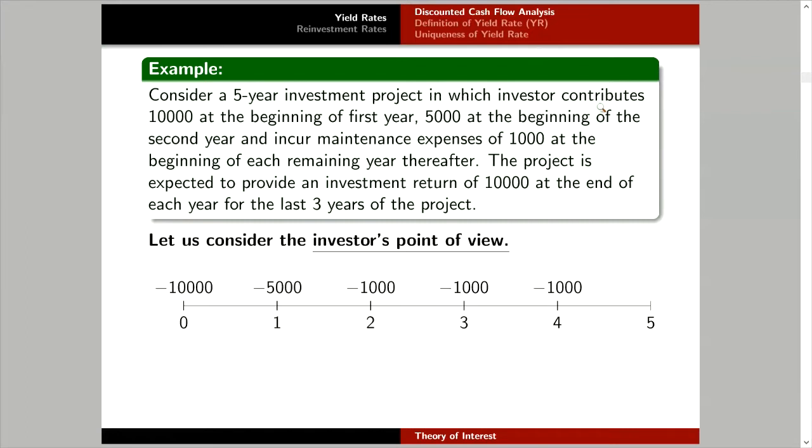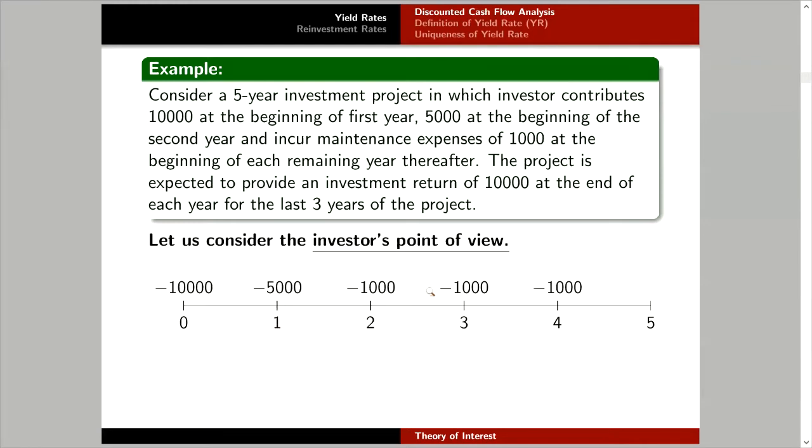So, this is the time diagram para sa mga perang lumabas kay investor. Okay? So, let us read the problem. We have here a 5-year investment project and the investor contributes 10,000 at the beginning of first year, 5,000 at the beginning of the second year. So, ibig sabihin, nag-contribute, lumabas ang mga perang ito. So, that's why we have a negative 10,000 at time 0 because this is the beginning of first year and negative 5,000 at time 1 because this is the beginning of the second year.